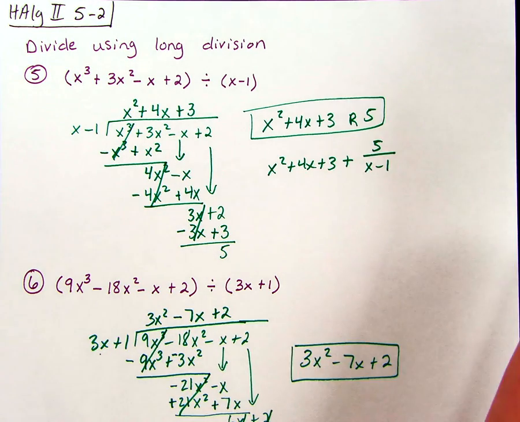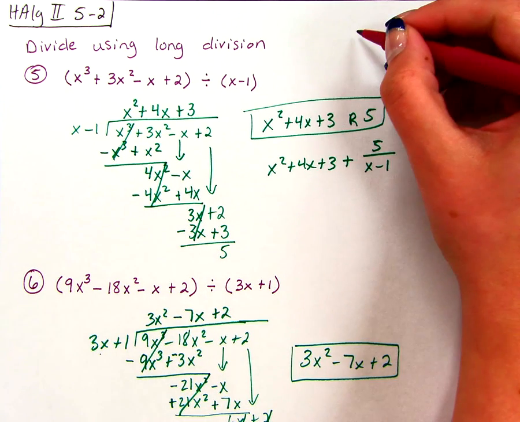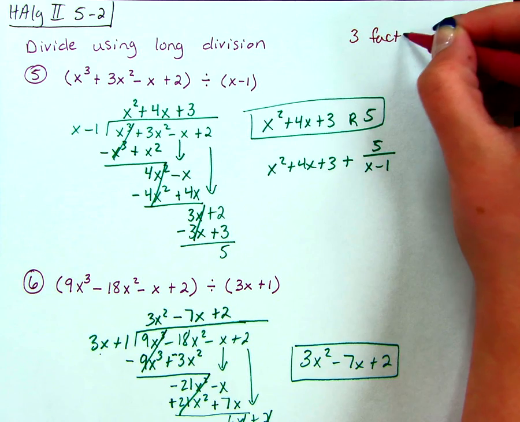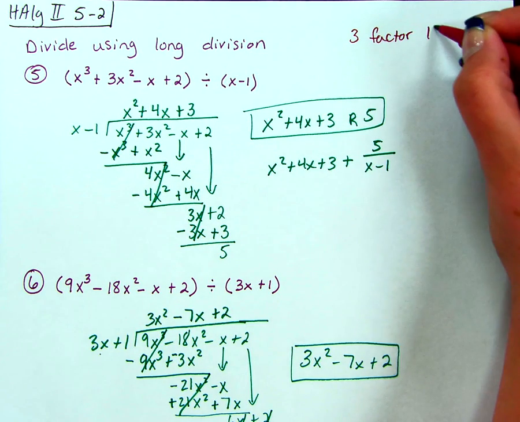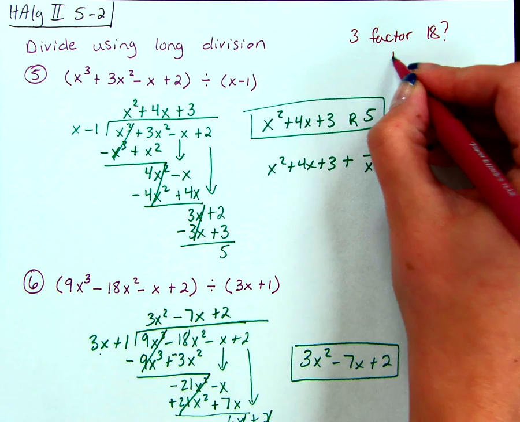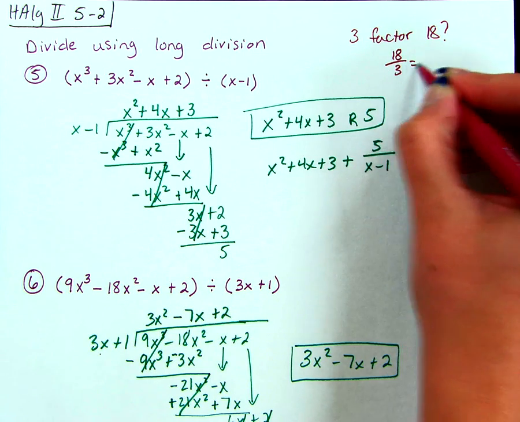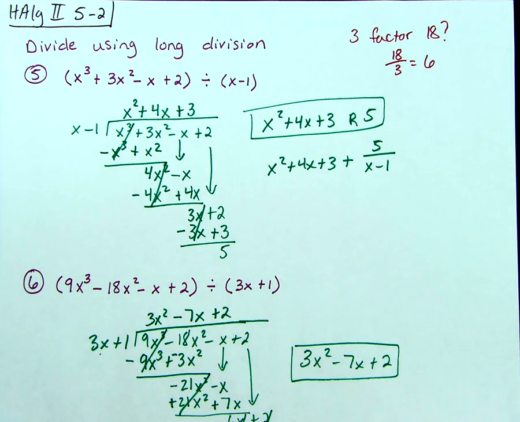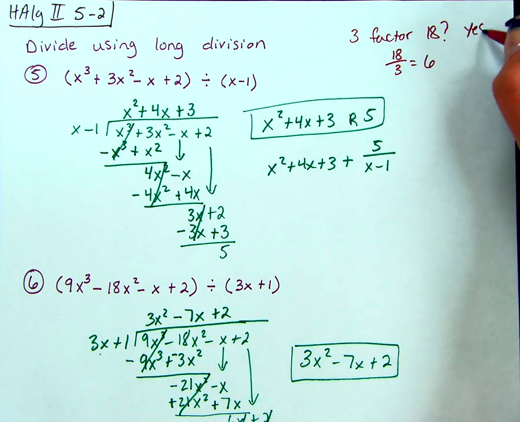So if we wanted to know, is 3 a factor of, let's say, 18? The way we would figure that out is we would take 18, divide it by 3, and see if we get a whole number. So we get 6, we don't have a remainder, so the answer is yes.